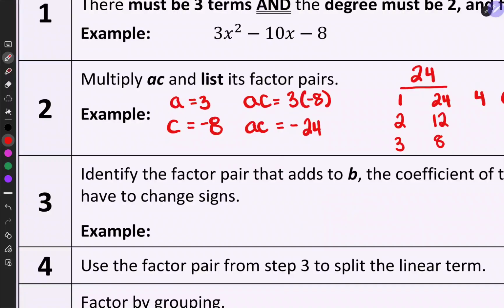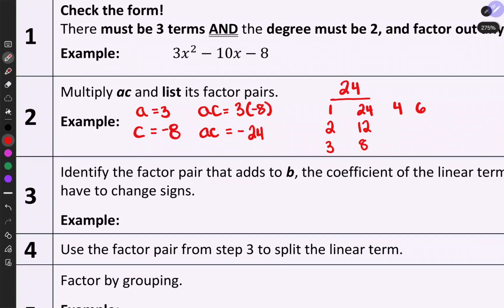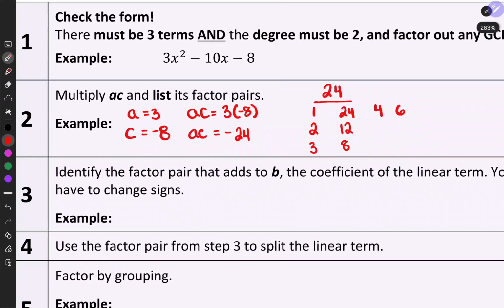Step 3, identify the factor pair that adds to b. Or in this case, we can even subtract to form b. Truthfully, we may have to change the signs, and that's what that means. We may have to actually end up subtracting. So in this case, b is -10.